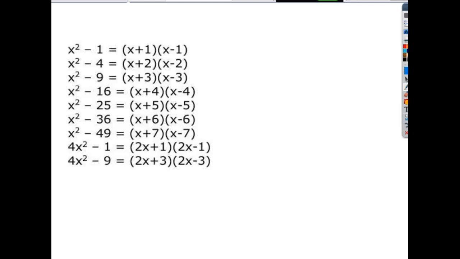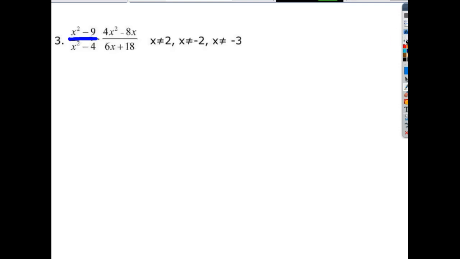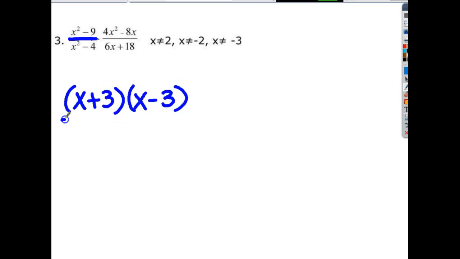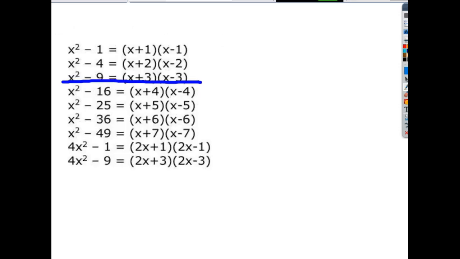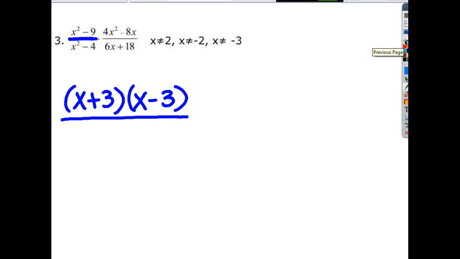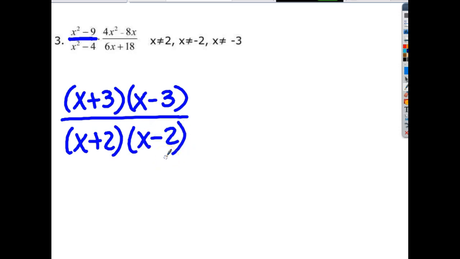But this is our numerator in this problem, and it factors into x plus 3, x minus 3. 3 times 3 is 9. The denominator is x squared minus 4. This is the denominator in our problem. It's a difference of two squares. It factors into x plus 2, x minus 2. 2 times 2 is 4.